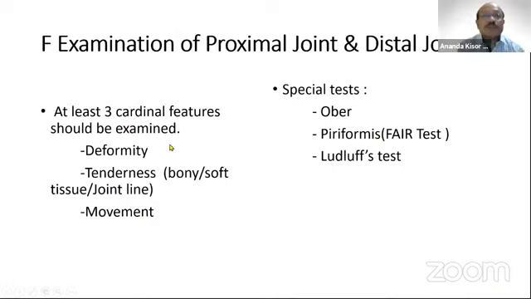Examination of the proximal joint and distal joint is most important. Basically, for the three cardinal features, you have to see the deformity of the spine, and also the tenderness of the sacroiliac joint, and the spinal movements. For the special tests, you have to see the FABER test, the piriformis test, which is flexion, adduction and internal rotation, and the Ludloff's test. These are the basic three tests we can do for the other joints.